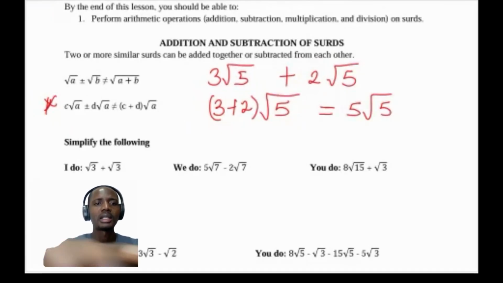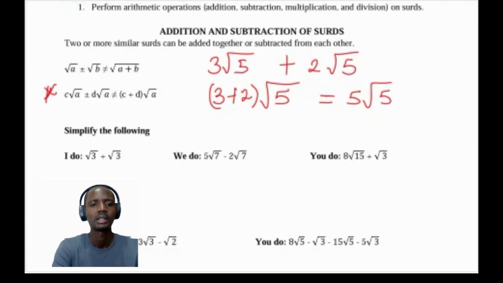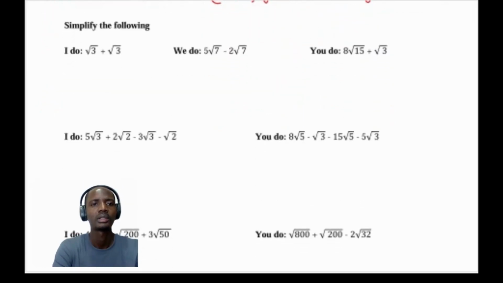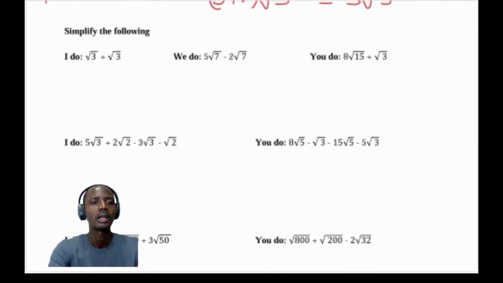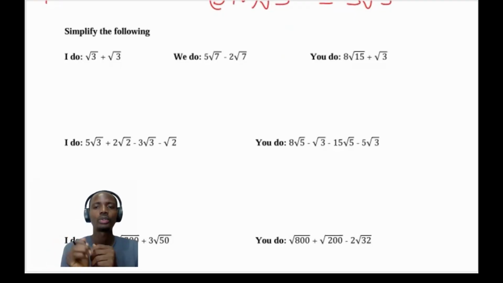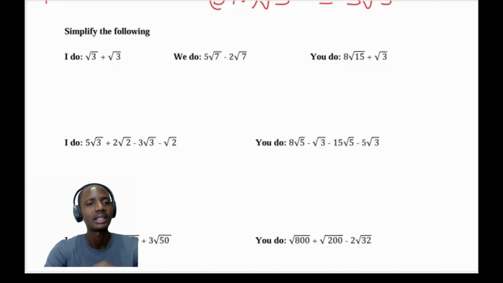Okay, so let's simplify the following. I would have the first one, we'll do the second one together, then the third one, you will do the third one. So root 3 plus root 3, the first question is, are they similar? That's the first question. Are they similar? Yes, they are similar. Looking at the radical part.